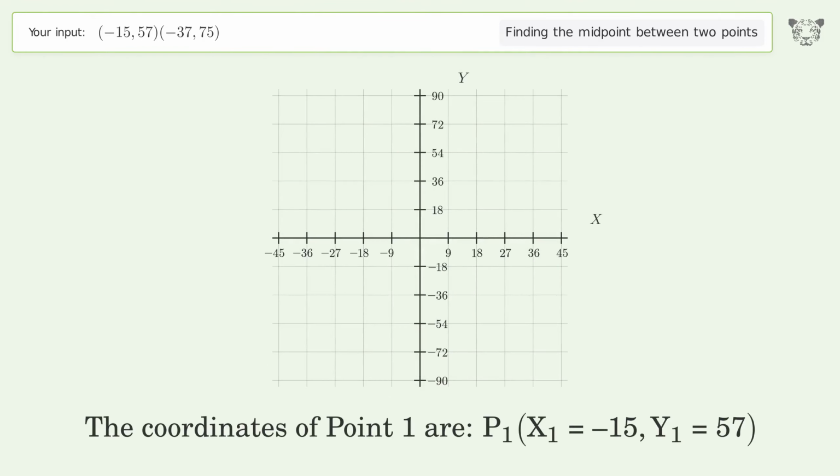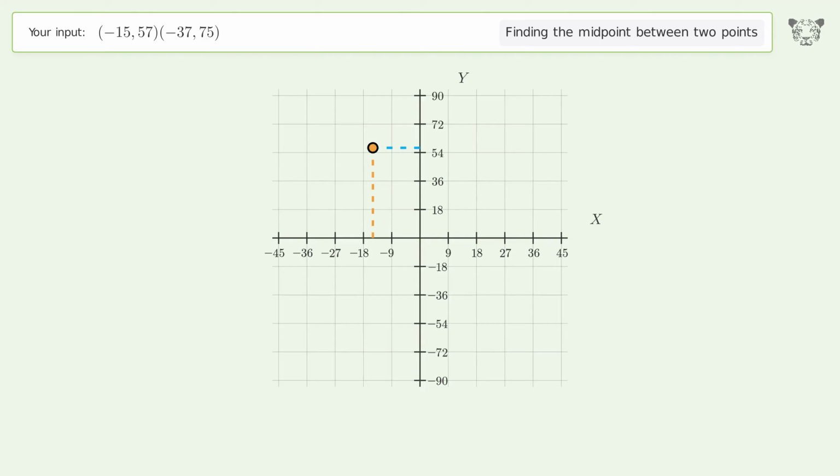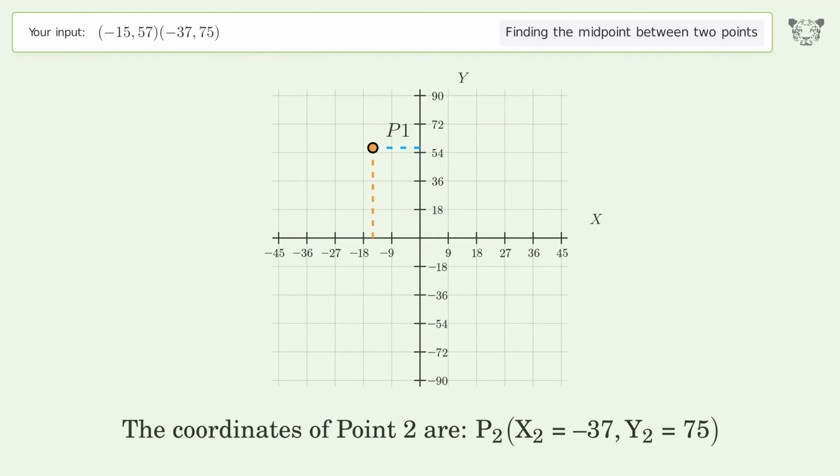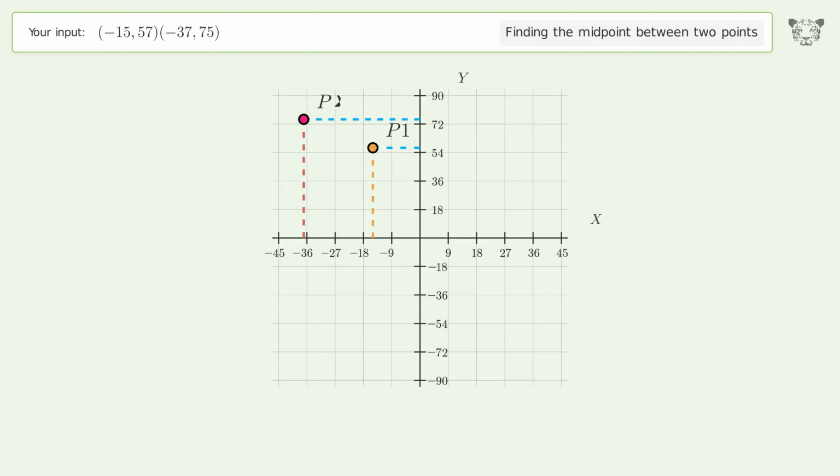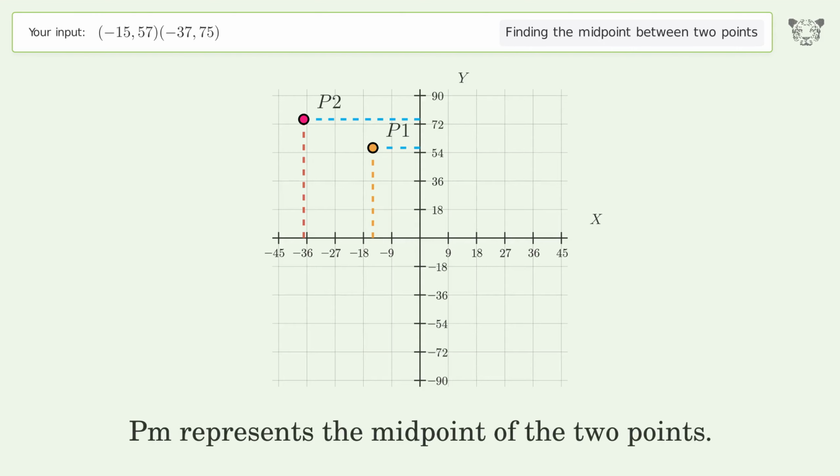The coordinates of point 1 are x1 equals negative 15, y1 equals 57. The coordinates of point 2 are x2 equals negative 37, y2 equals 75. PM represents the midpoint of the 2 points.